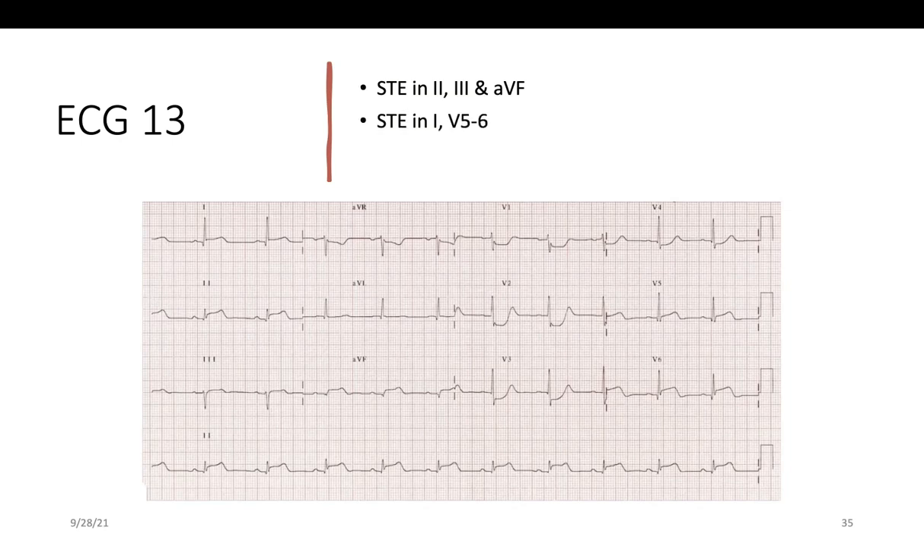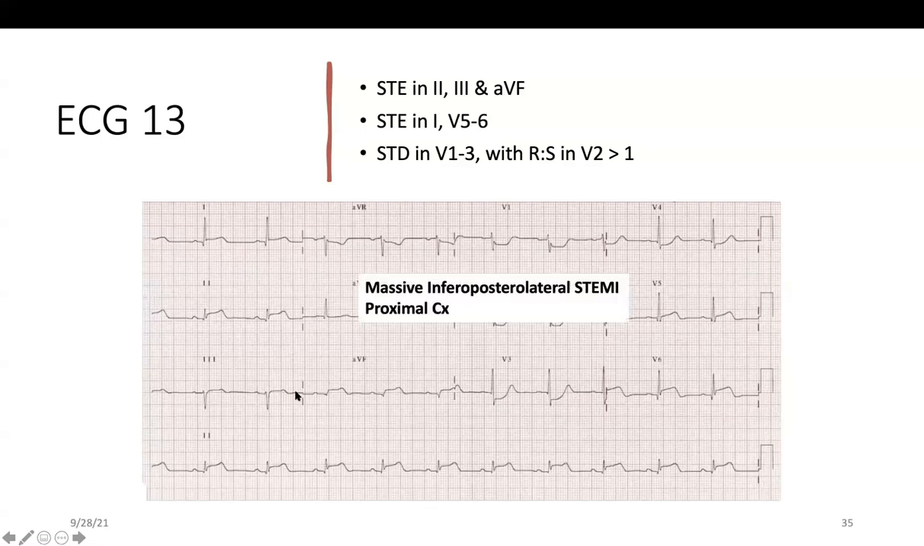Okay, so I think this is inferior, lateral, posterior. It's involving the lateral because there's elevation in V5, V6, and there is the inferior. And again, usually you should see reciprocal changes in AVL. You don't see it here because it became isoelectric because of the inferior ischemia. Again, you see ST depression in V1, V2 with R to S ratio more than 1. So this is posterior. So we have lateral, we have posterior, and we have inferior MI.